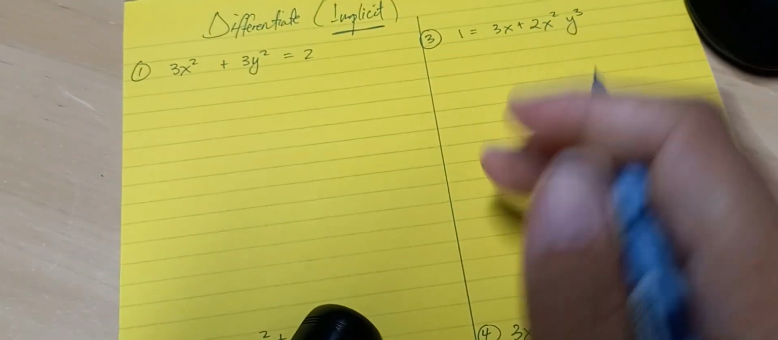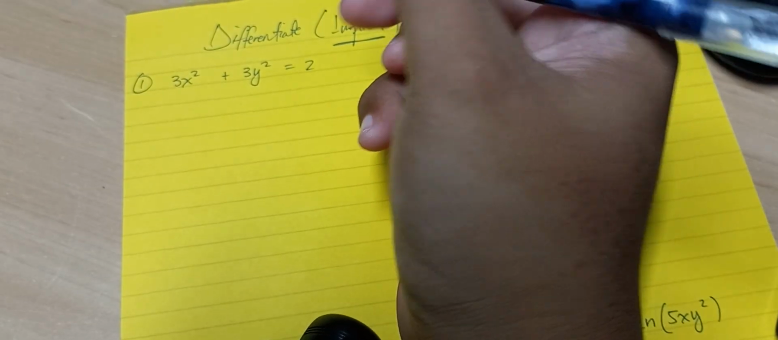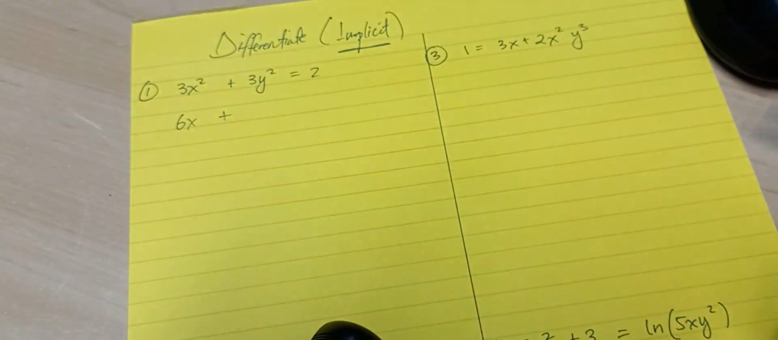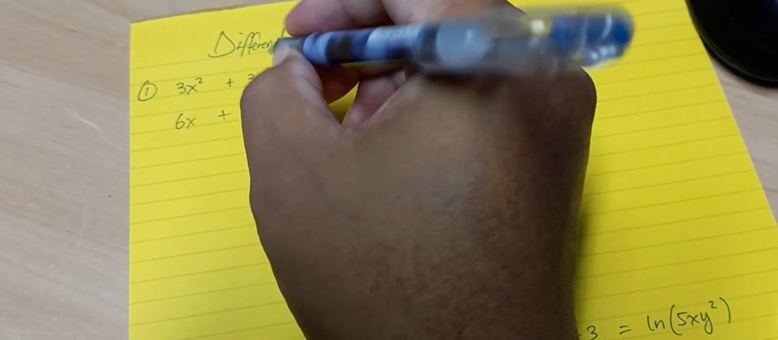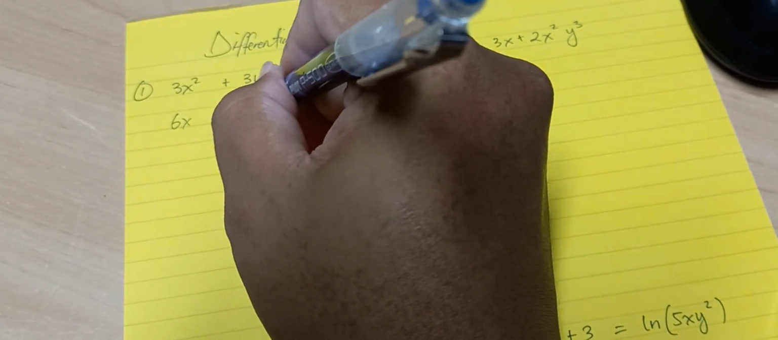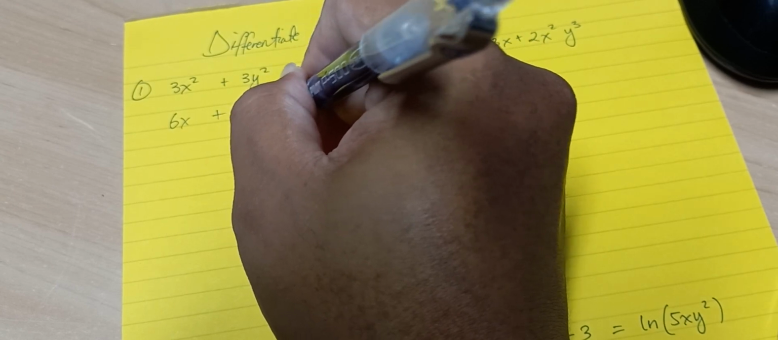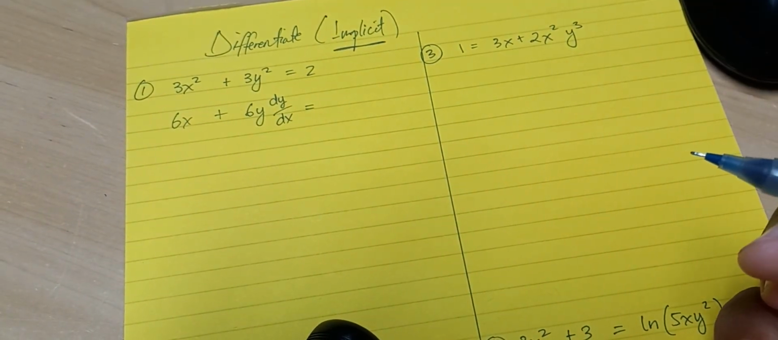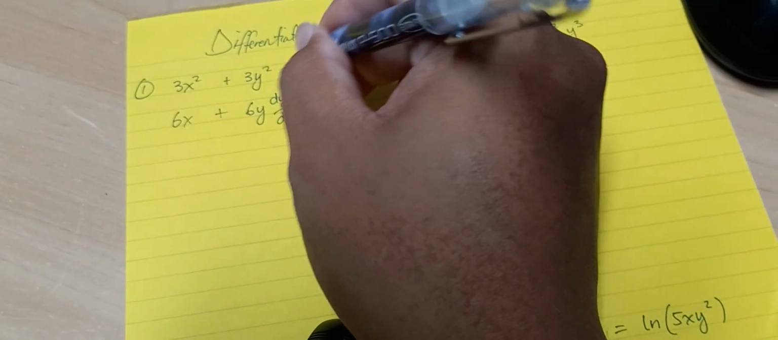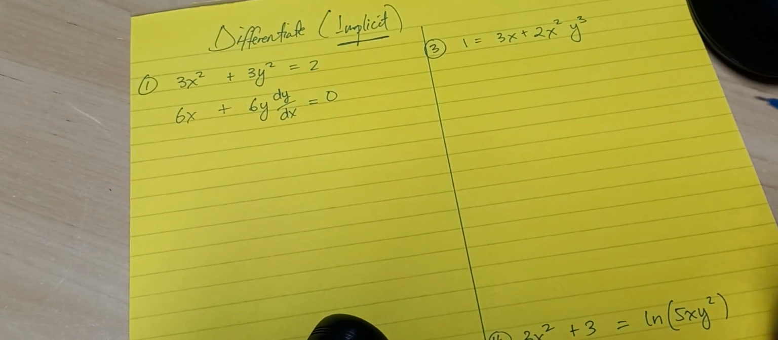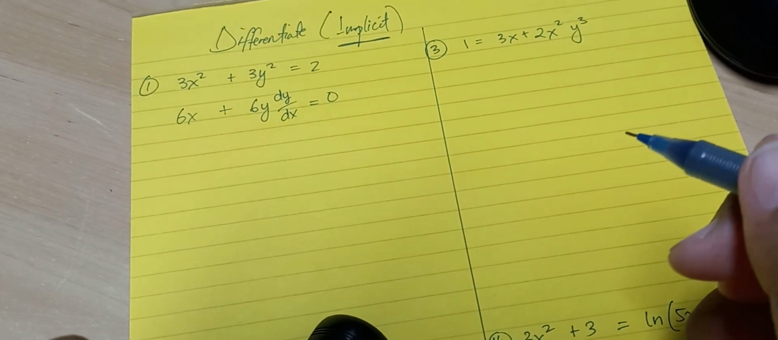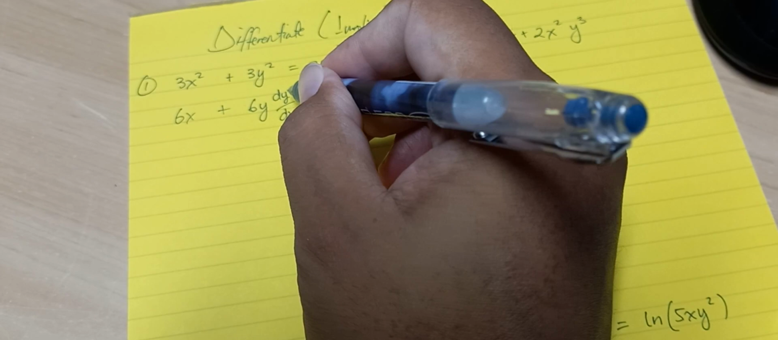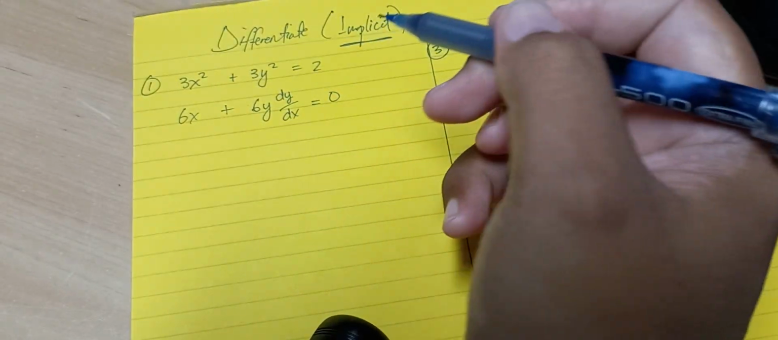Okay, so let's do an example here. Differentiating 3x squared, we get 6x, plus, differentiating y squared, we get 2y, and we put dy/dx next to it. That's the only difference between implicit and explicit. Differentiating 2, we get 0, because 2 is a constant, and if you differentiate a constant, you end up with 0. Now our next task is to make dy/dx the subject of this formula.